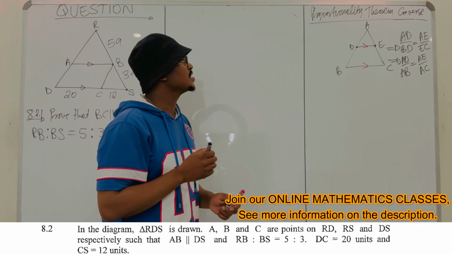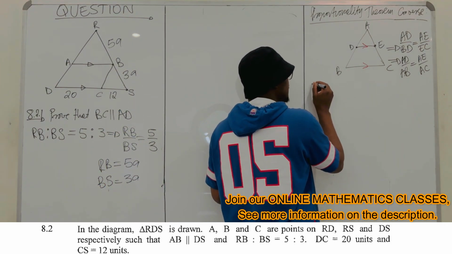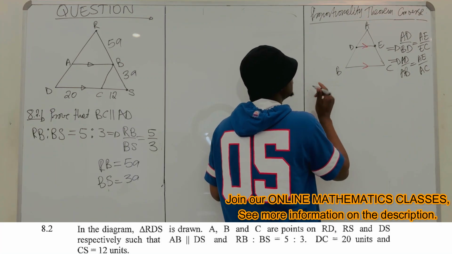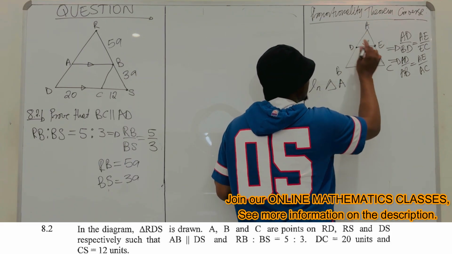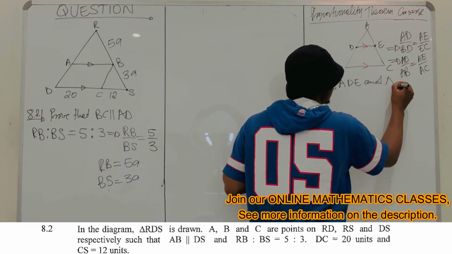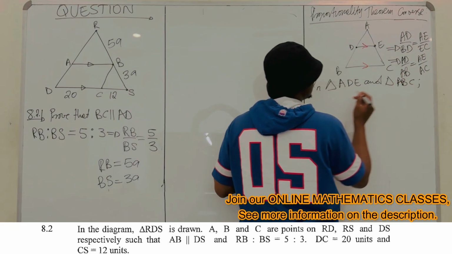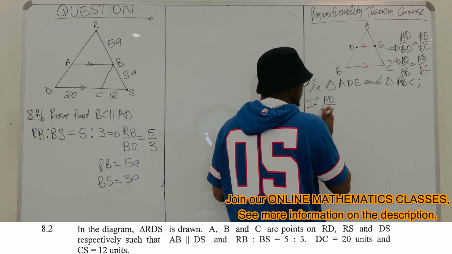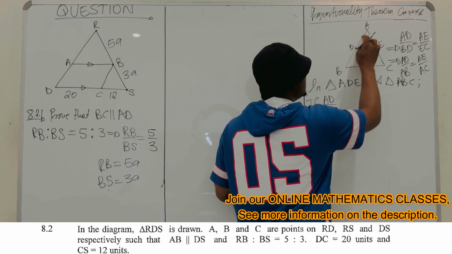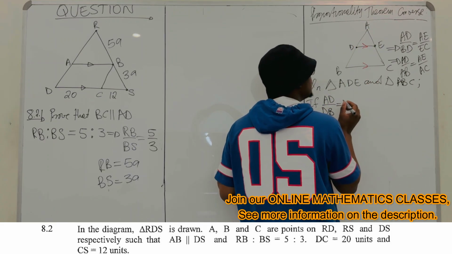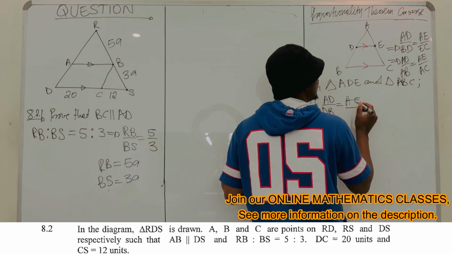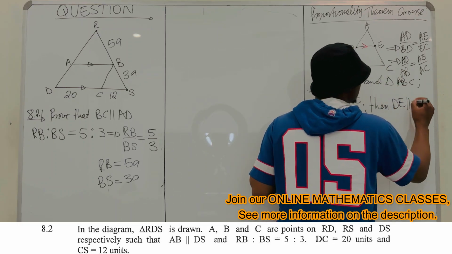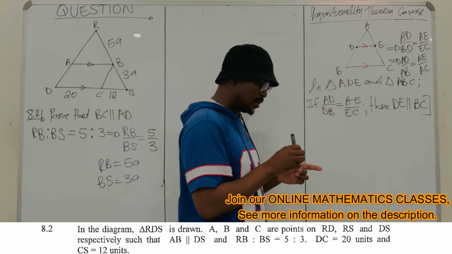Say, the converse of the proportionality theorem. In triangle ADE and triangle ABC, if AD over DB is equal to AE over EC, then DE is parallel to what? To BC. That's what you need to know.